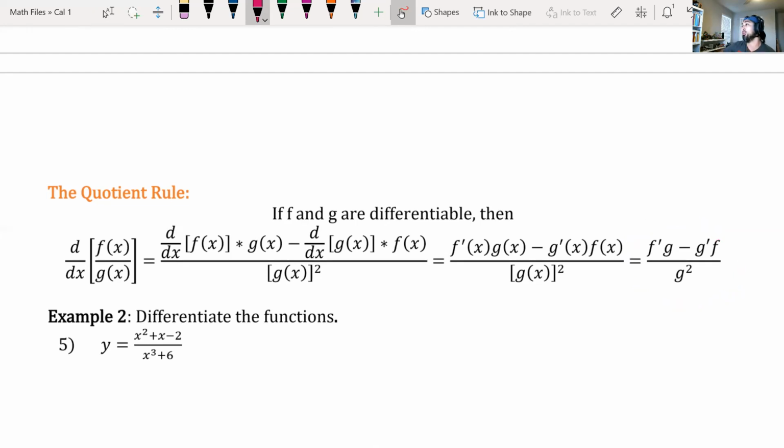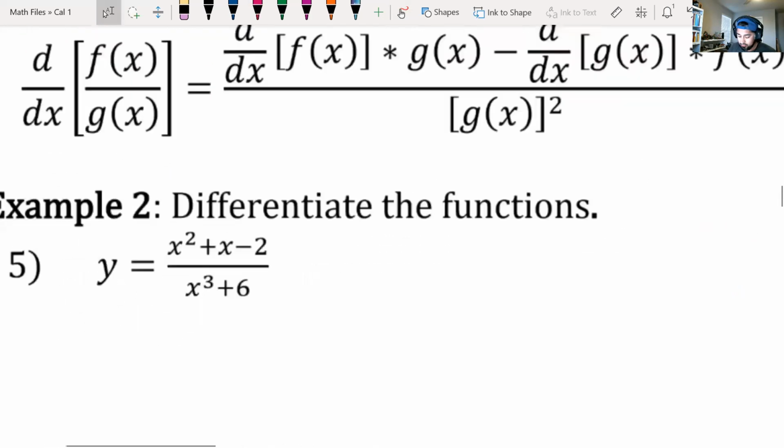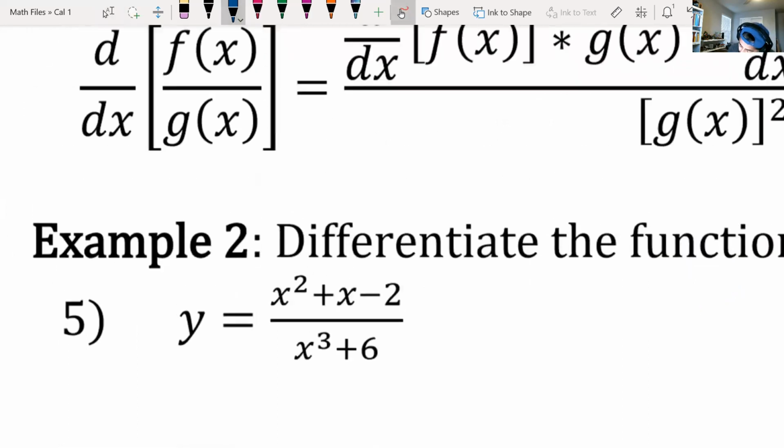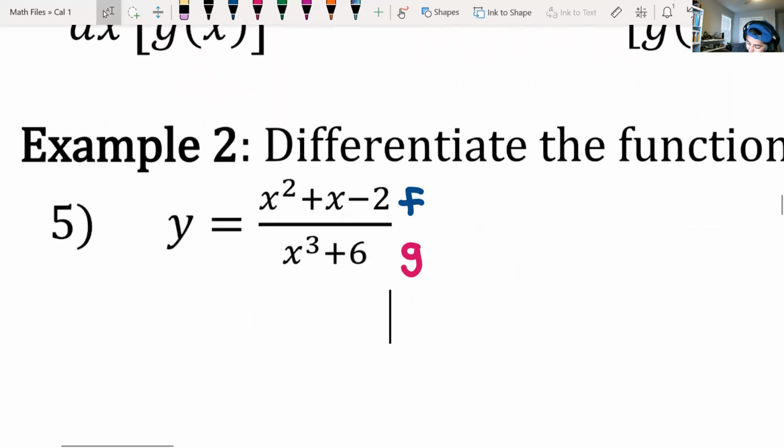So once again, we're going to label f, we're going to label g, we're going to take their derivatives, and now we're going to follow the quotient rule formula. So for quotient rule, the numerator is always f, the denominator is always g. So let's go ahead and get started. Maybe have to write really small in this one. So this is going to be f, and this will be g. Down below, I'll write it.